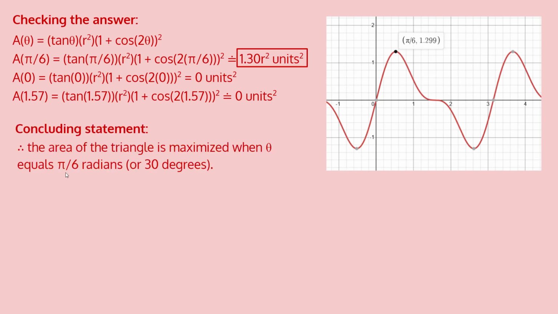So to conclude, we can say, therefore, the area of the triangle is maximized when theta equals pi over 6 radians, or in other words, 30 degrees.